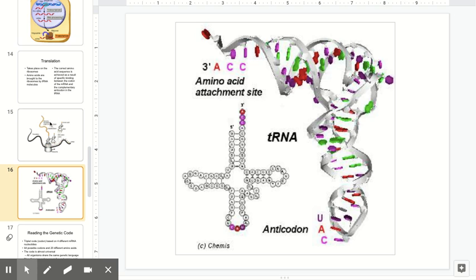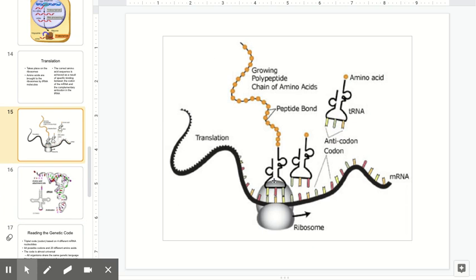Okay. So again, that is transcription and translation. And these tRNAs just keep going until they are told to stop.